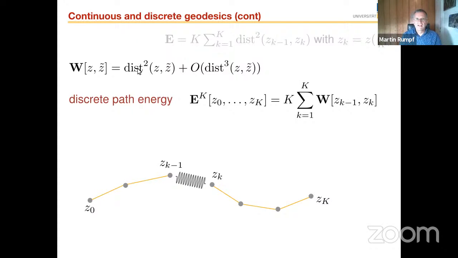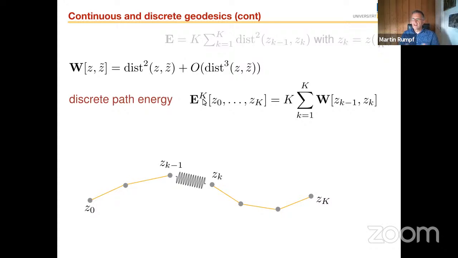And then we look at that formula here and we replace the squared distance by this second order approximation, W(Z_{k-1}, Z_k). And this gives us a discrete path energy, indexed here with K.